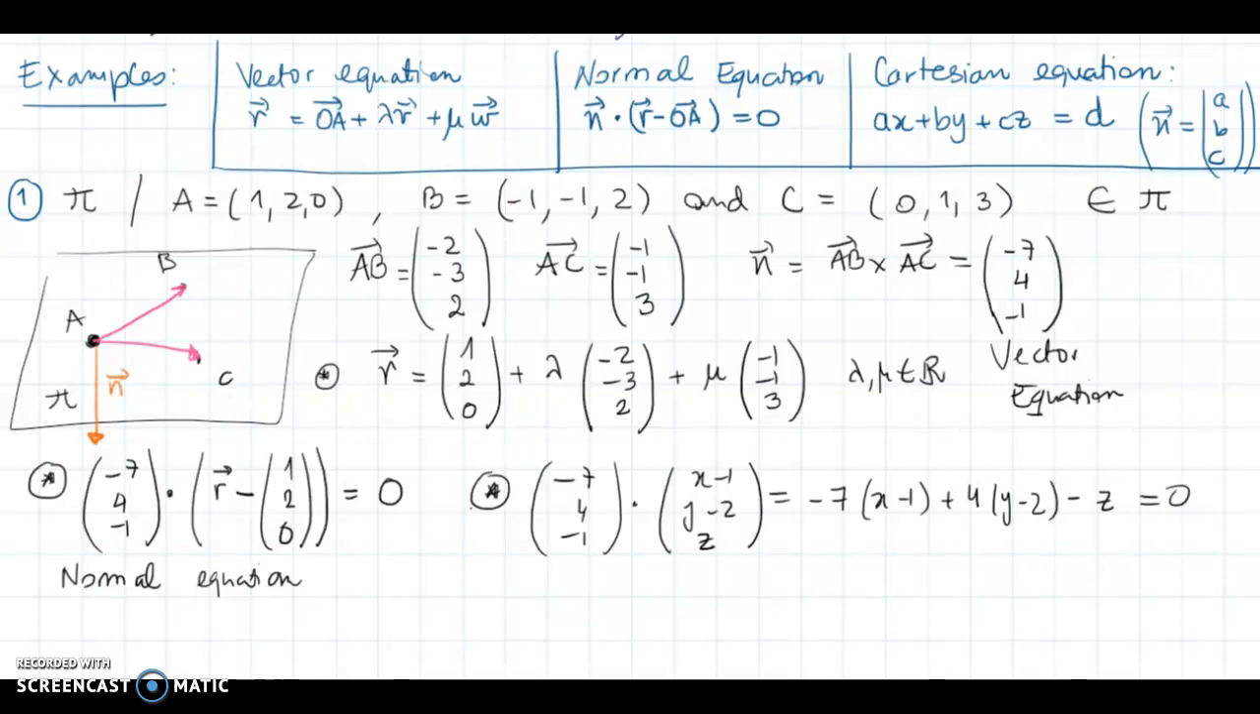If we rearrange this with everything that has x, y, and z on the left-hand side, we have -7x plus 4y minus z is equal, and then we are going to have -7, because this is plus, and then plus 8. So -7x plus 4y minus z is equal to 1 is the Cartesian equation for our plane.